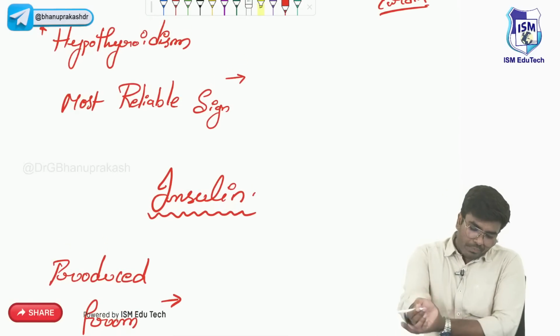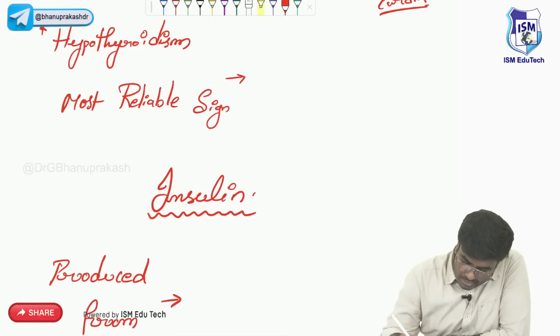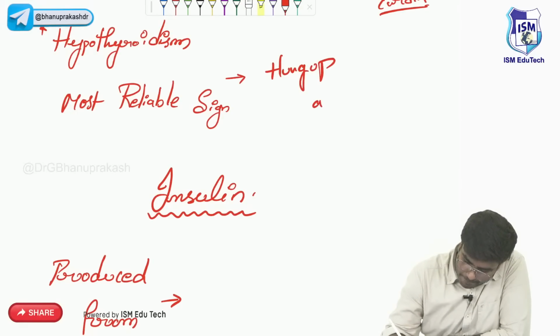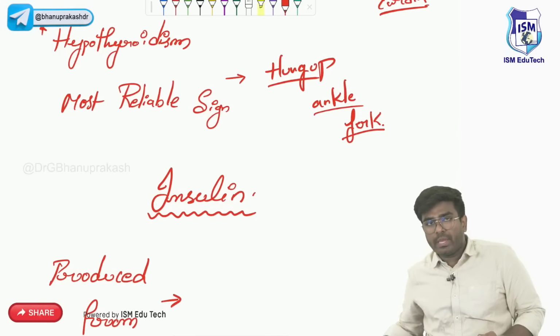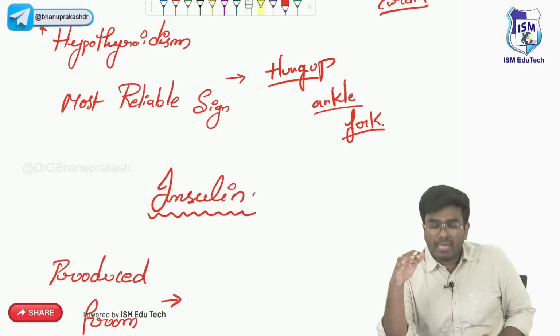Now hypothyroidism, what is the most reliable sign of hypothyroidism? The most reliable sign of hypothyroidism is hung up ankle jerk. Whenever you perform ankle jerk, that ankle jerk is going to be hung up.